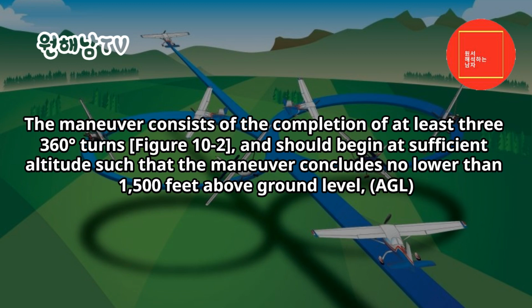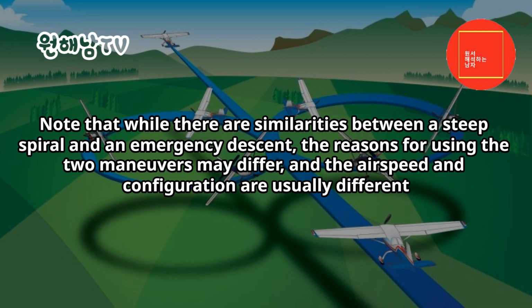The maneuver consists of the completion of at least 360-degree turns, figure 10:2, and should begin at sufficient altitude such that the maneuver concludes no lower than 1,500 feet above ground level, AGL. Note that while there are similarities between a steep spiral and an emergency descent, the reasons for using the two maneuvers may differ, and the airspeed and configuration are usually different.